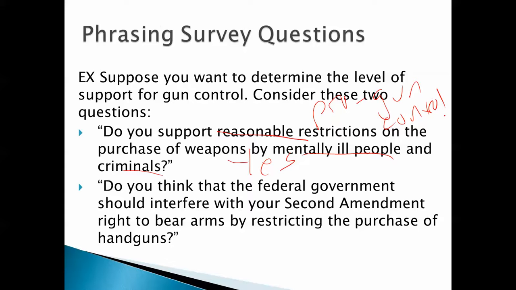On the other hand, the other question, interfering with the Second Amendment right to bear arms, is going to elicit an answer of no in general because it's got these loaded words, interfere, Second Amendment, etc. And if you ask this question, you'll probably show that people in America are anti-gun control. So again, the way you phrase the question affects the answer you get. These are both examples of leading questions.